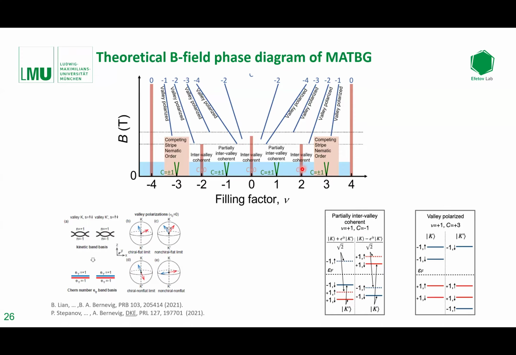And really, some of this also leads the way in terms of understanding why certain integer fillings are very well pronounced and are gapped. For example, as I said, 2, 3, and -2 are gapped states. However, some of the other integer fillings are not gapped at all, and don't really gap out even at the lowest temperatures.